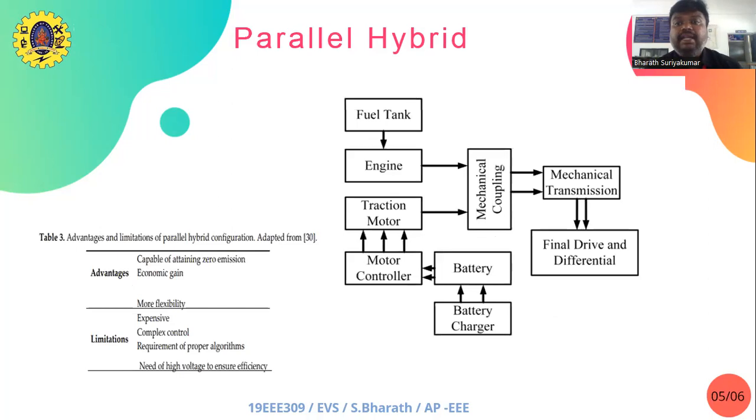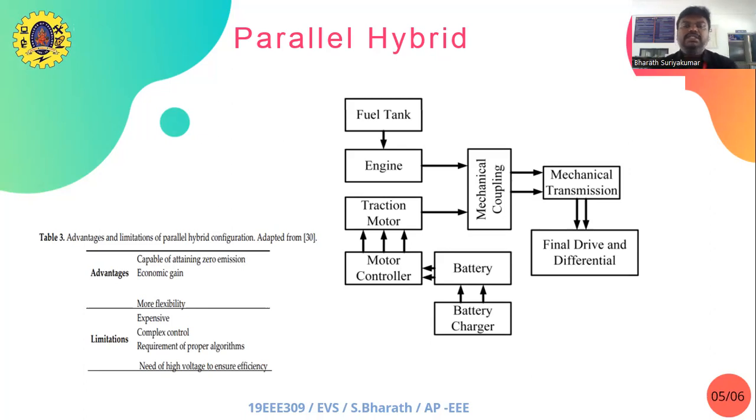Next comes the parallel hybrid system. What is a parallel hybrid system? It consists of a fuel tank, engine, mechanical coupling, mechanical transmission, final drive. And also, since it is a hybrid system, you need a battery charger, a battery controller, traction motor, and a mechanical coupling connected to the mechanical transmission and final drive for the differential output.